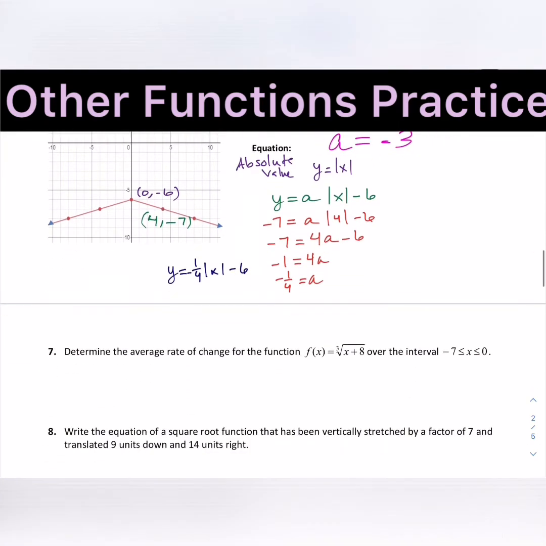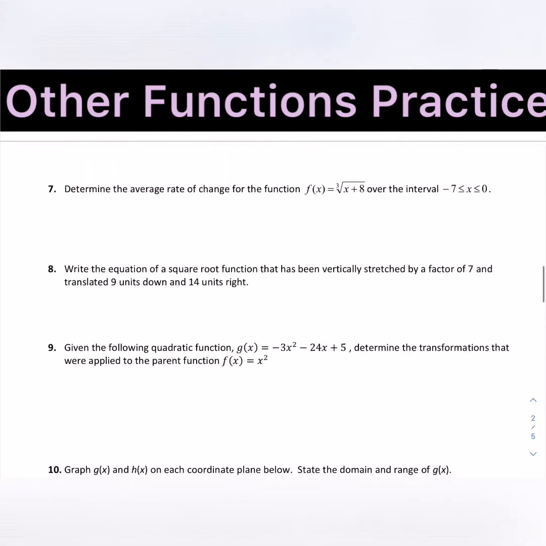All right, let's move on to number 7. Number 7 has me determine the average rate of change for a cube root function over the given interval, negative 7 to 0. So I am going to plug in negative 7 and see what I get as my output. So I want to find f of negative 7. So let's just see what we get here. We have cube root of negative 7 plus 8. That's the cube root of 1, which is 1. So my first point is negative 7, 1.